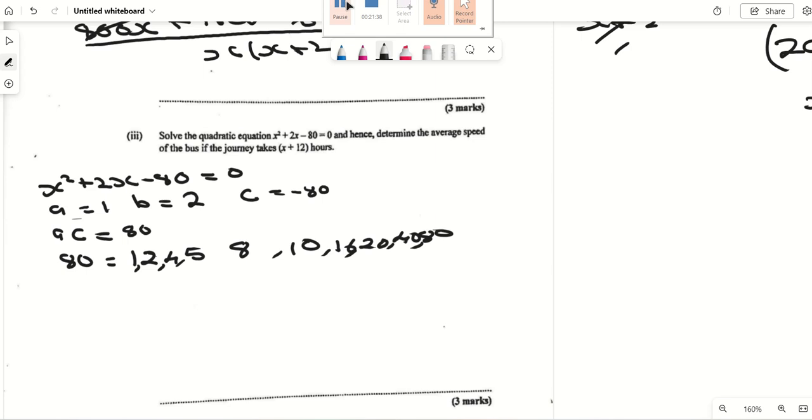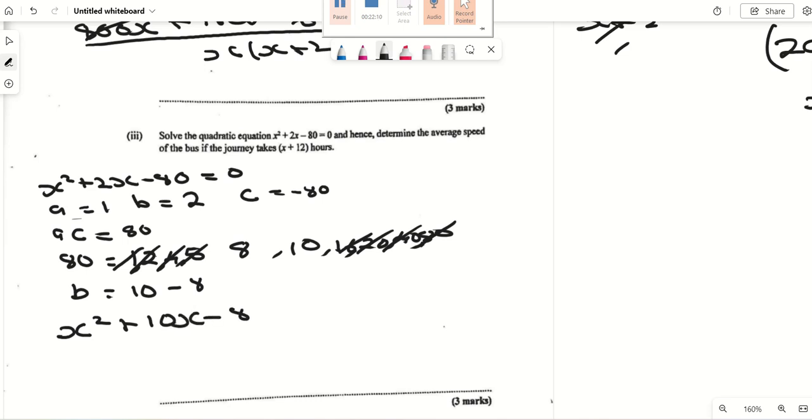Your next step is to ask yourself which two of these pairs would give you 2. If you were to add 1 and 80 or subtract 1 and 80, you will never get 2. 2 and 40, no. 4 and 20, no. 5 and 16, no. What about 8 and 10? Yes, we can clearly see that B can be 10 minus 8. So wherever we see B, you're going to put this. So you'd have x squared plus 10x minus 8x minus 80 is equals to 0.